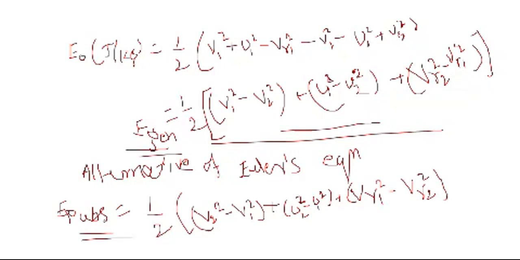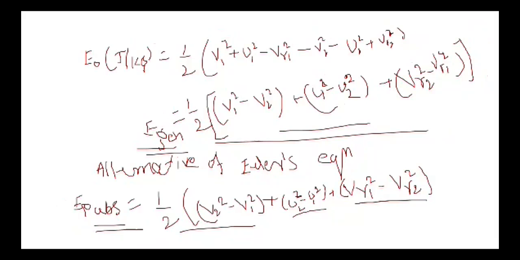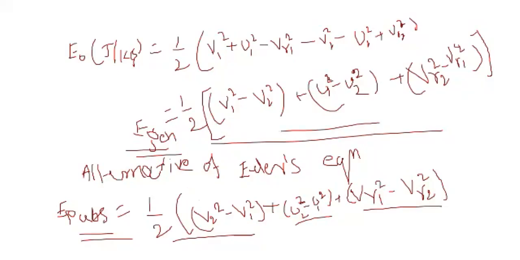Any doubt till this? Okay, I have less than 1 minute. The first term is the kinetic energy change due to absolute velocity. The second term is the change due to the tangential velocity. The third term is the change due to the relative velocity. Okay, these are the things you should learn.